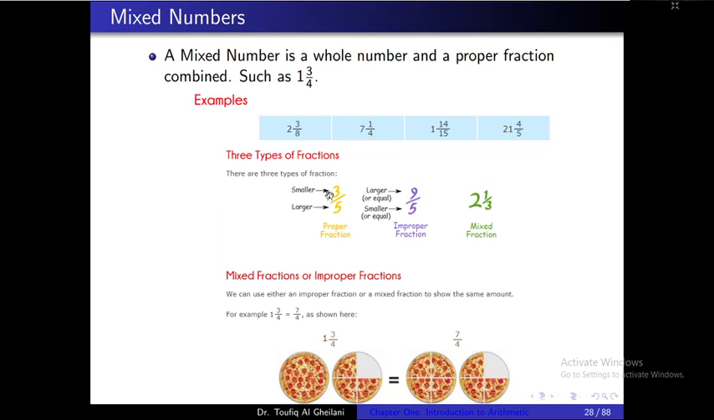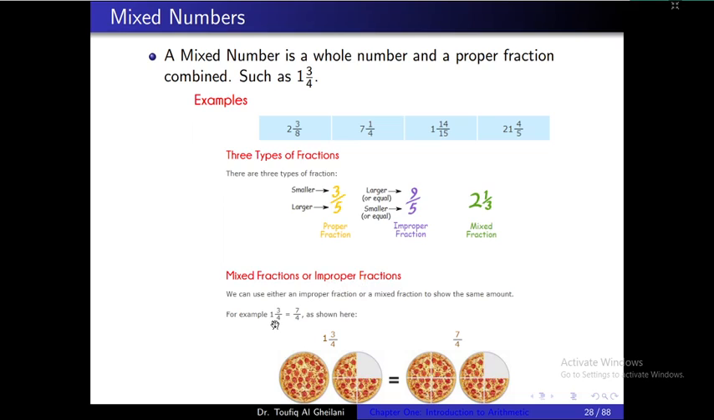3 types of fractions. The proper fraction is when the numerator 3 is less than the denominator 5. An improper fraction is when the numerator 9 is greater than the denominator 5. And a mixed number consists of a whole number and a proper fraction. And actually, mixed fraction and mixed number are the same name.